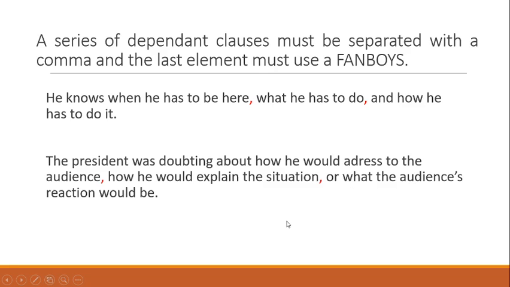That is parallelism, guys. We cannot have one element that doesn't have the same parts when they are being joined by a conjunction. That's why you should be careful with this element.